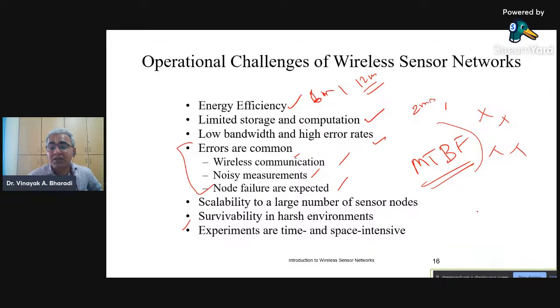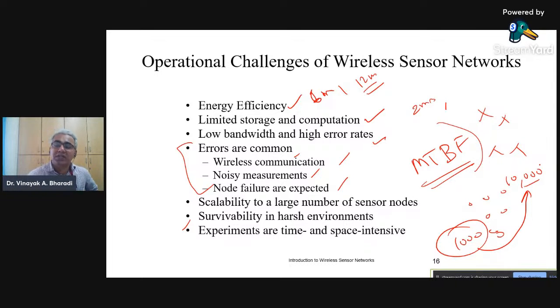Then scalability: initially you may deploy your network with 1,000 sensors, and then you say that okay, now things are working and I will be going to 10,000 sensors. So 10 times scalability is expected here, and we are talking about that. A large number of sensor nodes should be possible with your algorithms and deployment.